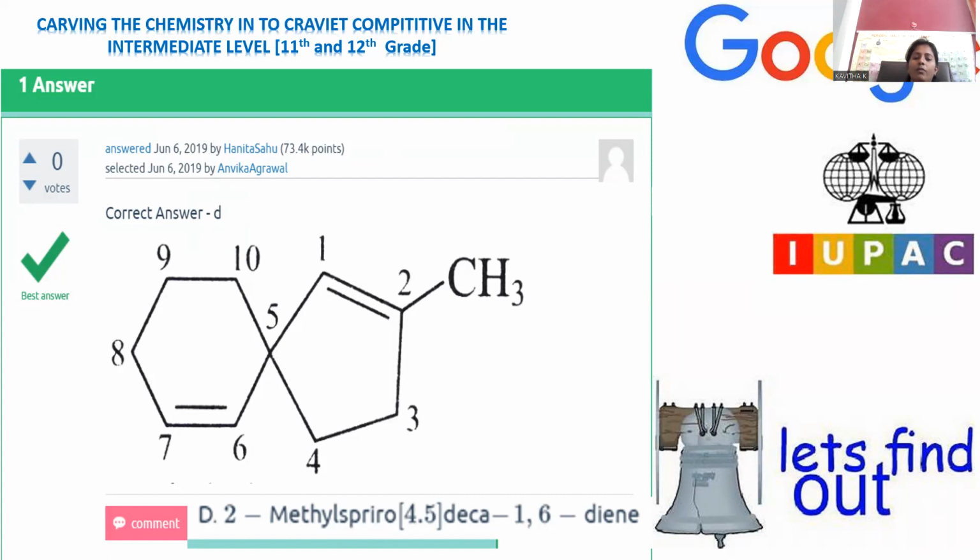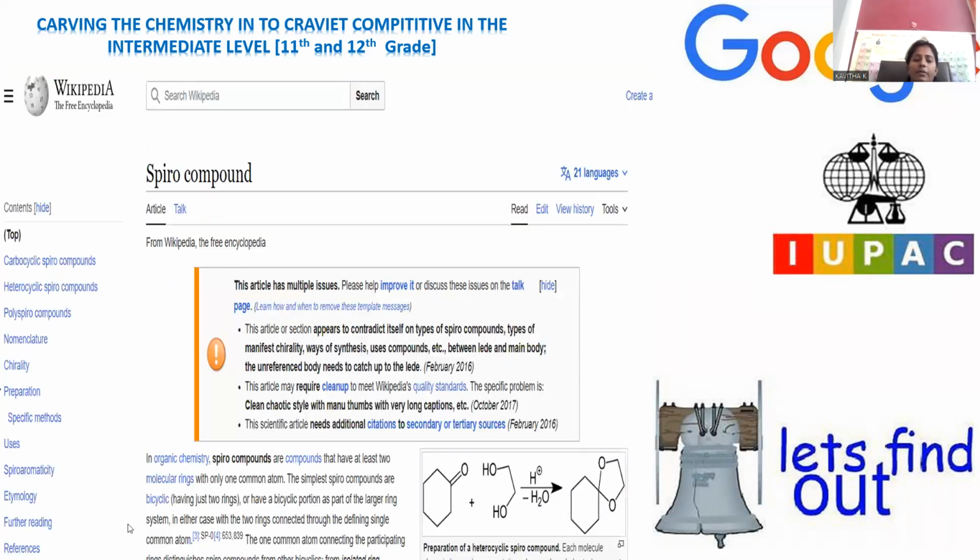Within the bracket, what we have to mention is how many carbons there are on one side and how many carbons on the other side. That is to be mentioned: 4, 5. And the parent skeleton is deca. In this molecule, you can find the double bonds on the first and sixth carbon atoms. 1,6-diene. This is the entire name. 2-methylspiro[4.5]deca-1,6-diene is the complete name of the given compound.